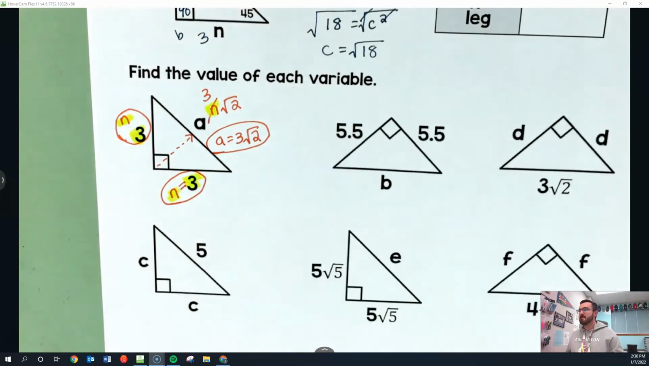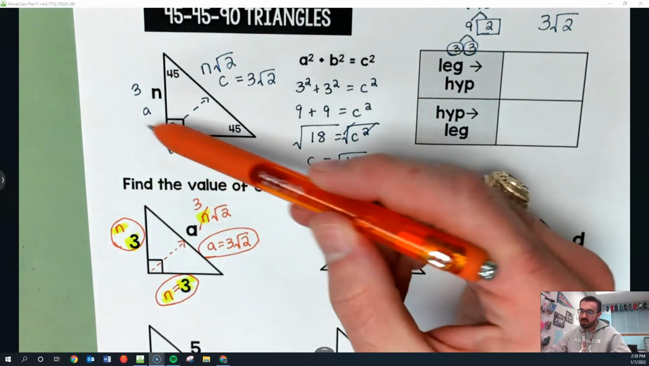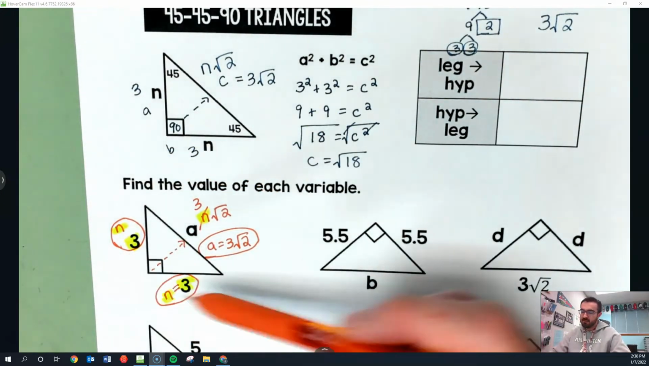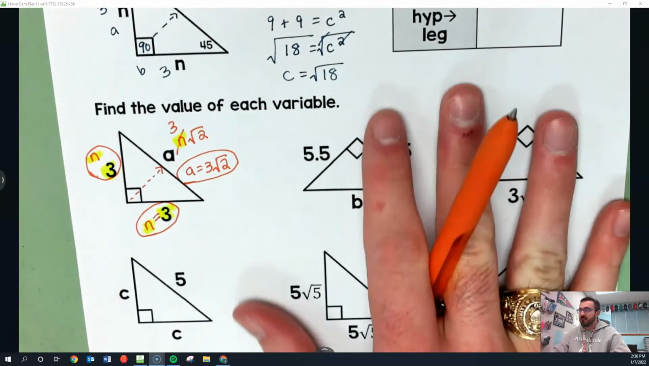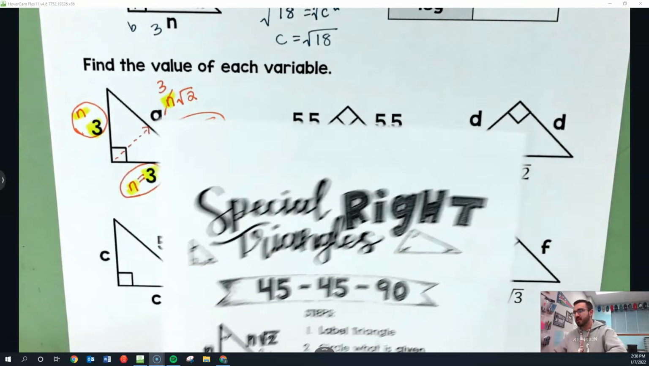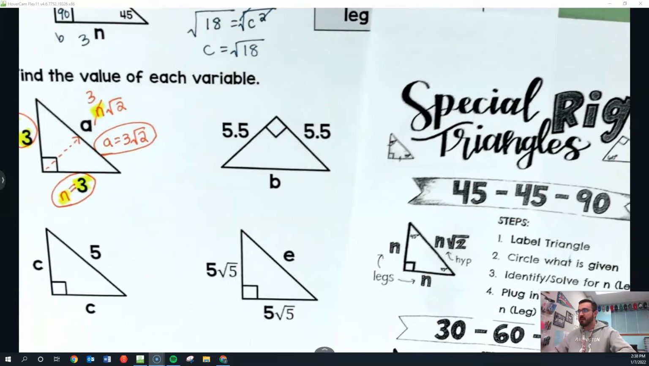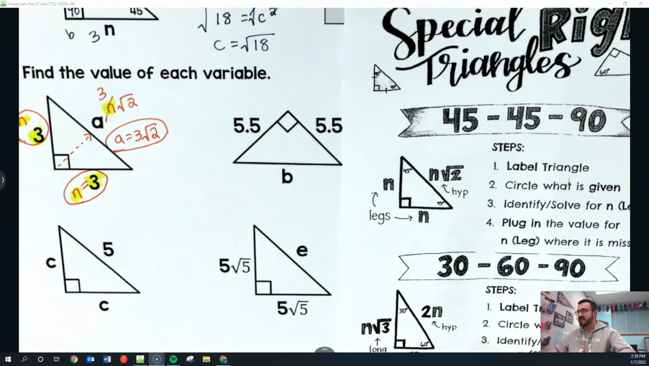Okay, we can see our pattern, right? Wasn't it the same pattern we just did? 3 square root of 2. Same exact numbers. Works every single time. Now, some of you are like, Mr. Colston, that was dumb. Why would I ever spend that much time doing that? Why would I do all those steps? Well, it's going to get trickier later.